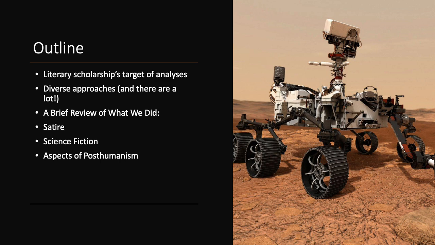Okay, I'm going to speak a bit about literary scholarship's targets of analysis. What do we look at, and diverse approaches. How do we look at them? And there are a lot. I'm going to take you through 3 generations of literary scholarship, I hope somewhat quickly, just to give you an idea of the direction that the field is moving. And I would argue in a direction that will enable us to speak even more intelligently about technology and humanity in the future. Then I will briefly treat elements that we went over in the course.